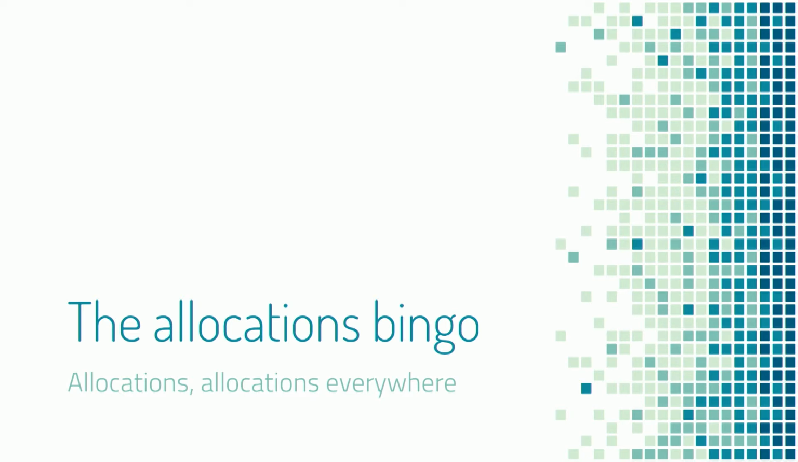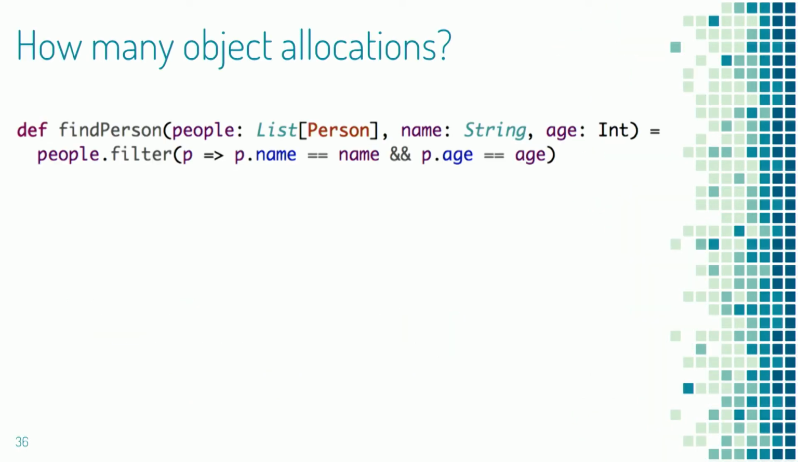I would like to show you how hard it is to avoid allocations, especially in Scala. Let's say that we have this code here, findPerson. We have a collection of people with name and age, and we filter the collection by the name and age. So how many allocations do you think we have here? Is it 1 allocation just for the collection? Is it 4 allocations? Is it 8 allocations? Or is it any number of allocations depending on the size of the collection?